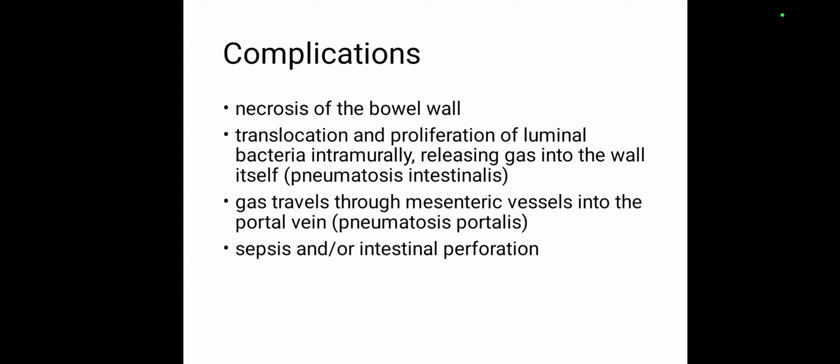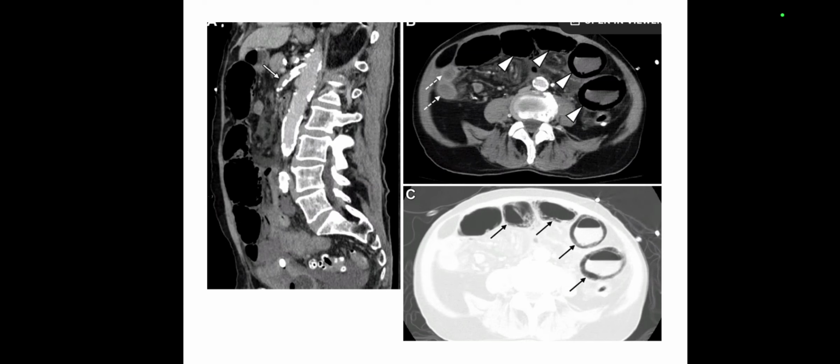Because of the hypoperfusion there can be infarction, necrosis, and later what happens is the bacteria which is inside the lumen, they can translocate and proliferate into the wall, intramural side, and they can produce gas within the wall, that is causing pneumatosis intestinalis. The gas can then enter into the mesenteric vessels, they can reach the portal vein, that is portal vein gas, pneumatosis portalis, and in the later stage there can be perforation, peritonitis, with features of peritonitis.